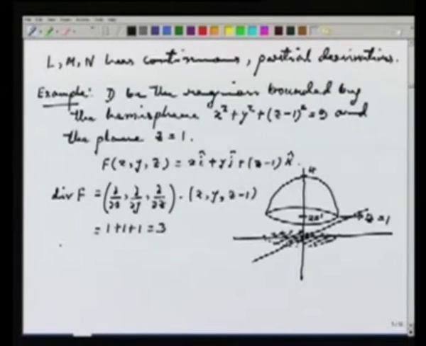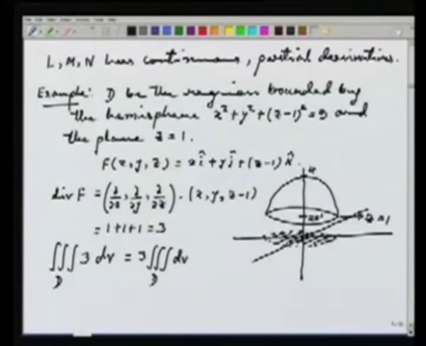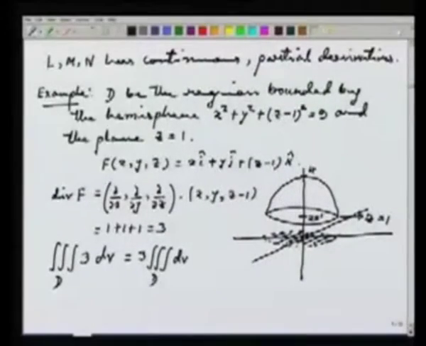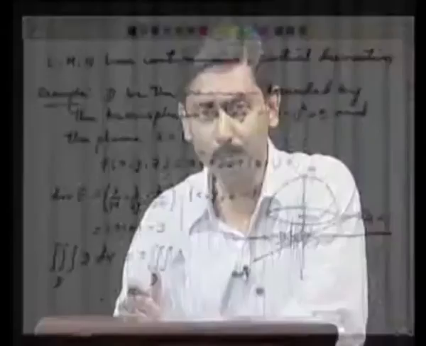So all I have to do now is the triple integral over D of 3 dV, but 3 being a constant comes out, all I am left with is the integral over D of dV, that is the volume of the hemisphere given by the equation x square plus y square plus (z minus 1) whole square equals 9 and cut by the plane z equals 1. That is actually passing through the center of this sphere. So I know the volume of the sphere of radius r is 4/3 pi r cube, and this is half of that. So the volume is also half.